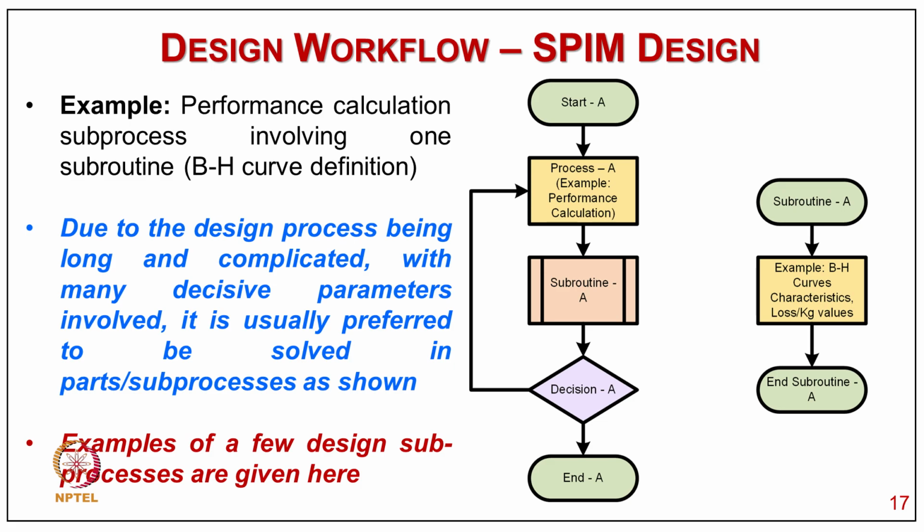For example, start, process A, example of performance calculation, then subroutine A, then decision, and if it is yes, then end, or otherwise it goes to, for example, BH curve characteristic as well as loss characteristic of the ferromagnetic material which are used in the design of the machine, and then ends the subroutine.